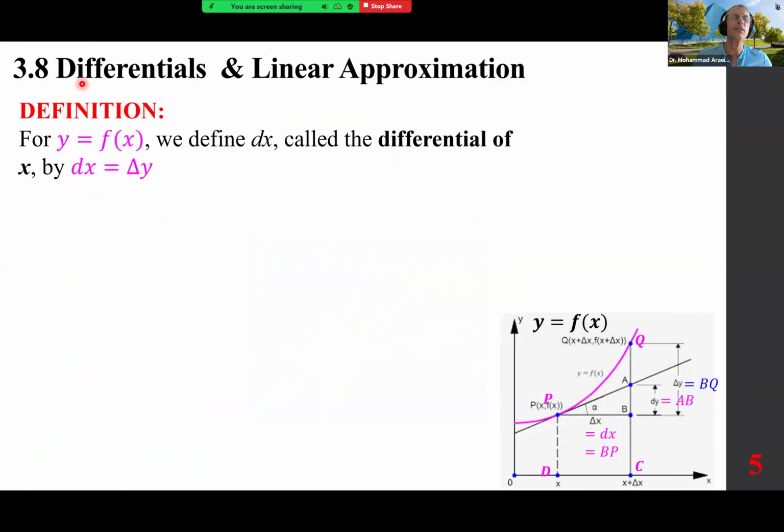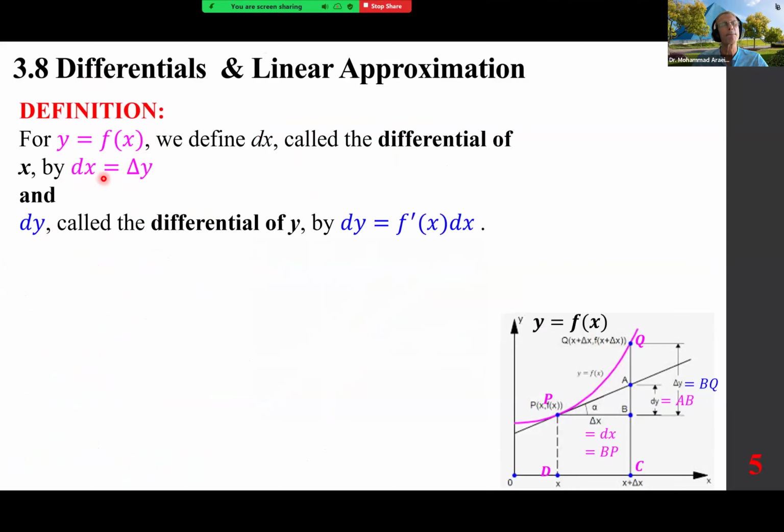Now 3.8, differentials and linear approximation. The definition: for y equals f of x, we define dx, called the differential of x, by dx equals delta x, and dy, called the differential of y, by dy equals f prime of x dx.